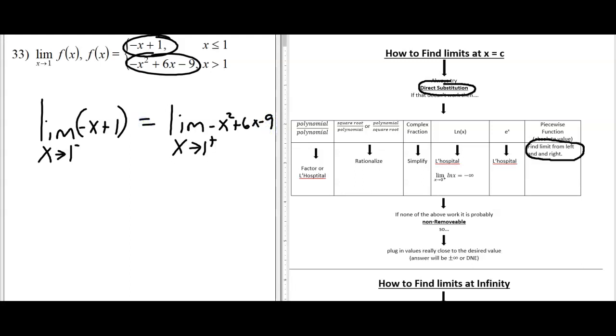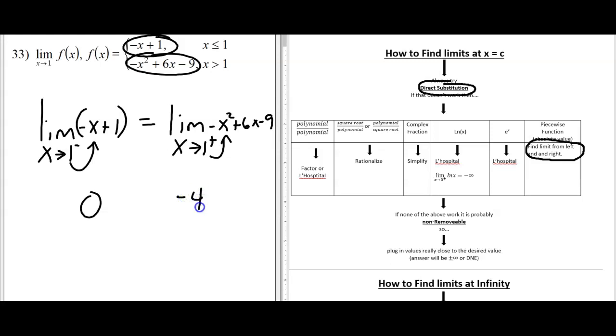If they're not equal, then the limit doesn't exist. So let's see what this turns out to be. That's going to give me 0. That's going to be -1 plus 6 is positive 5 minus 4.